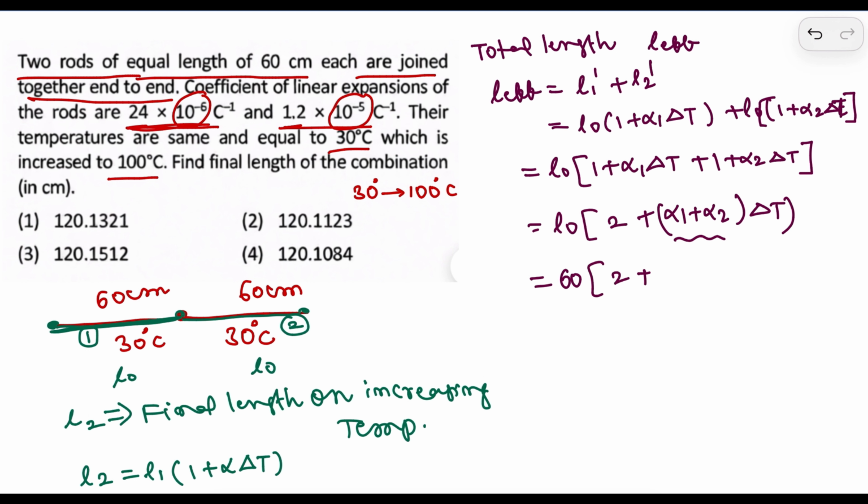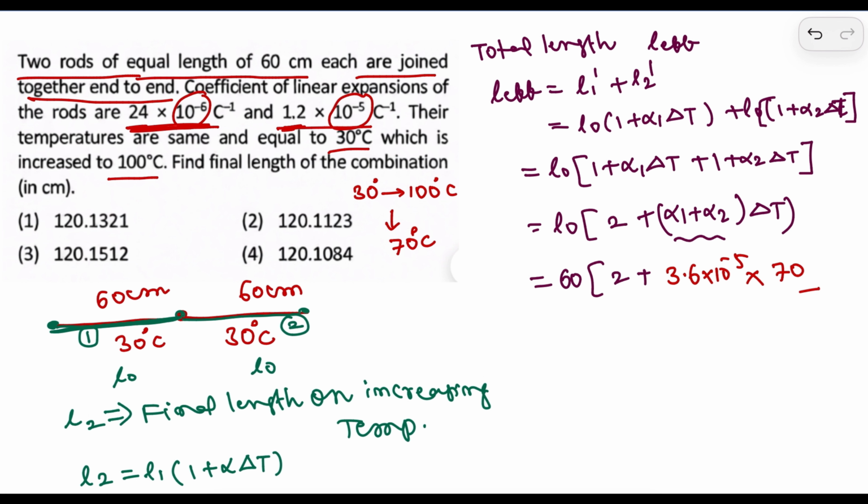Alpha 1 is this. 24 means 2.4, and this one is 1.2. 2.4 plus 1.2 is what? 3.6. 3.6 into 10 to the power of minus 5 into delta T. What is the rise in temperature from this? 70 degrees Celsius. It's 70.